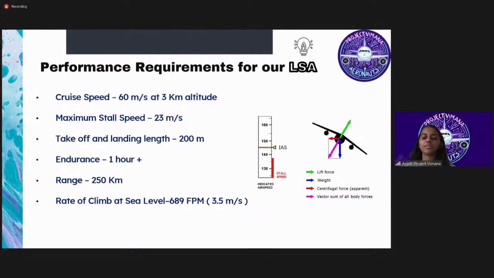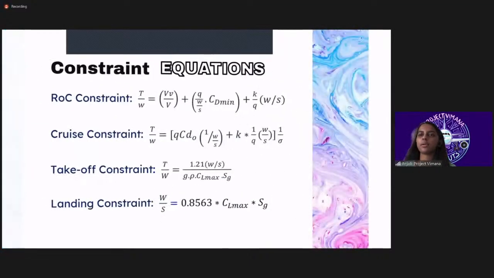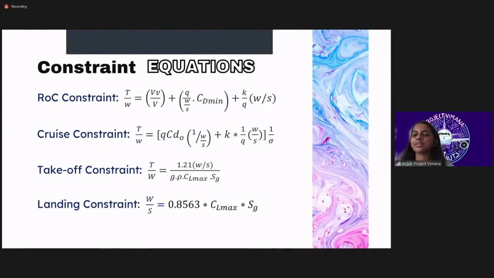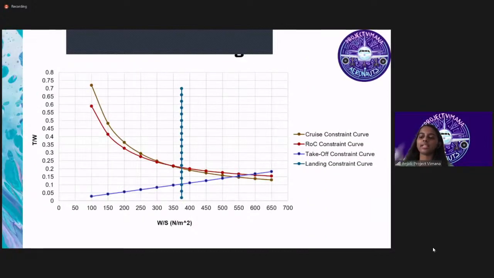Our rate of climb was altered multiple times and brought down to 689 feet per minute so we could lower the thrust to weight ratio. Next slide, please. After setting some basic requirements, we moved on to more detailed ones using the constraint diagram. We found the thrust to weight ratios at different points, the vertical speed or the rate of climb during takeoff and while landing. We used the formulas with the different wing loading values. The wing loading is what is shown as W by S in the formulas.